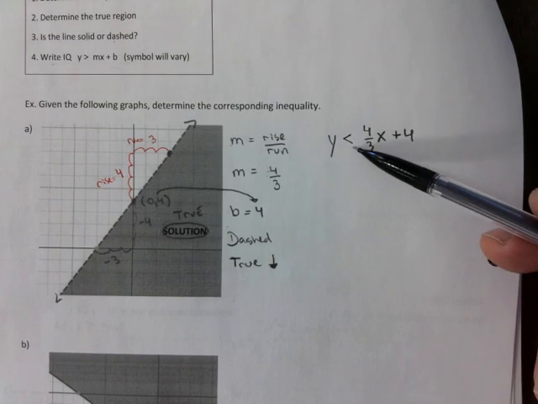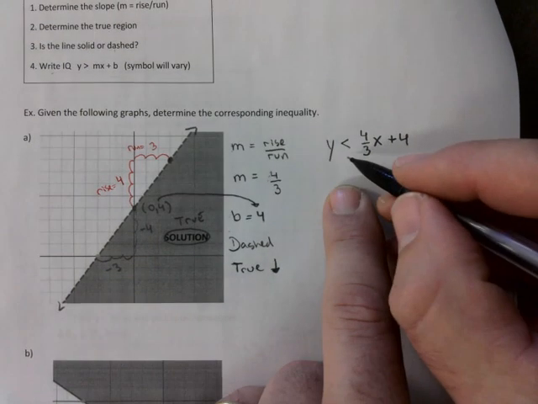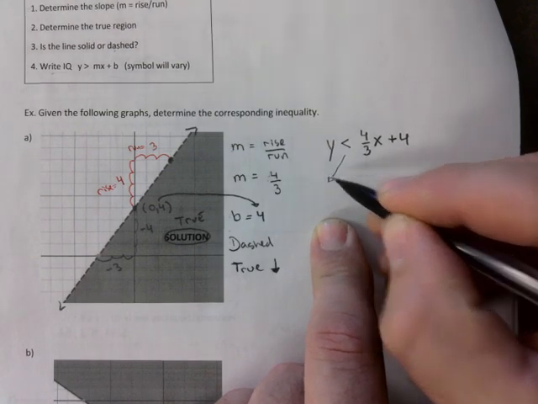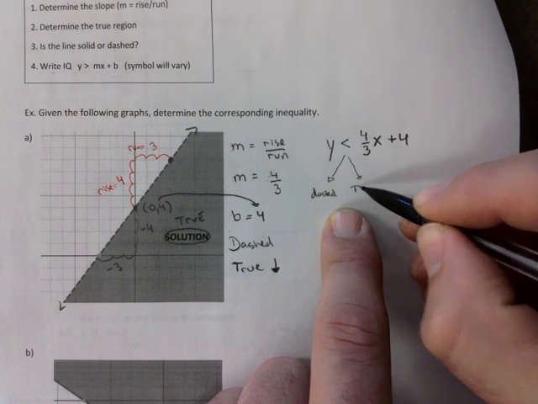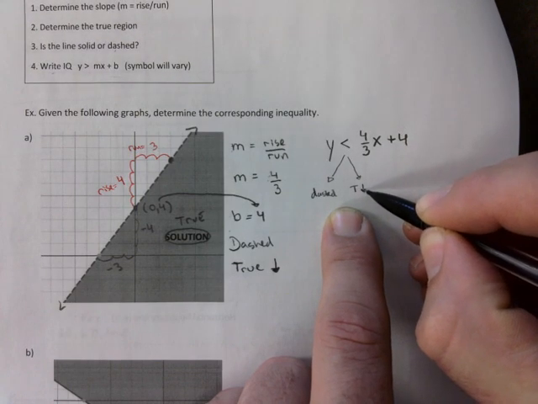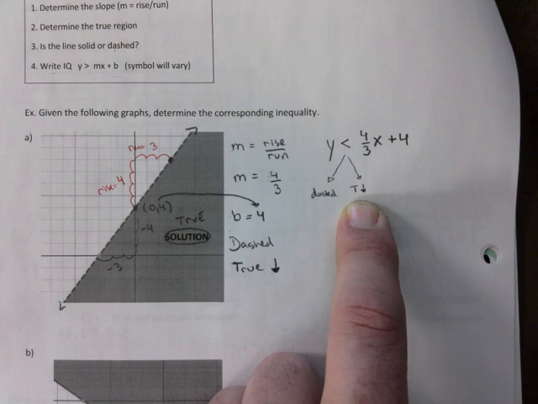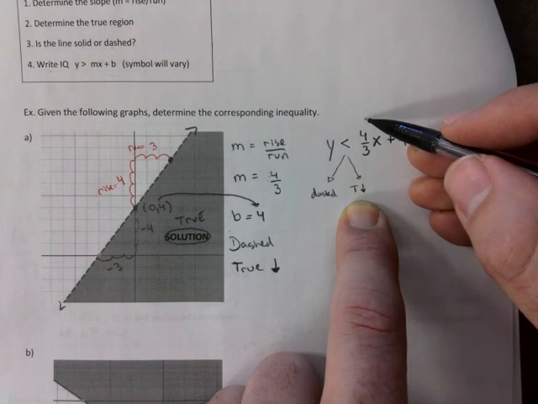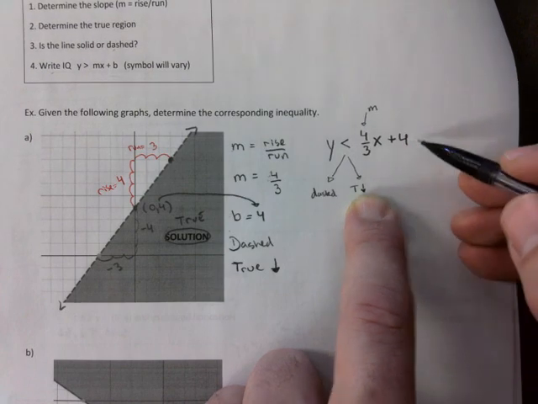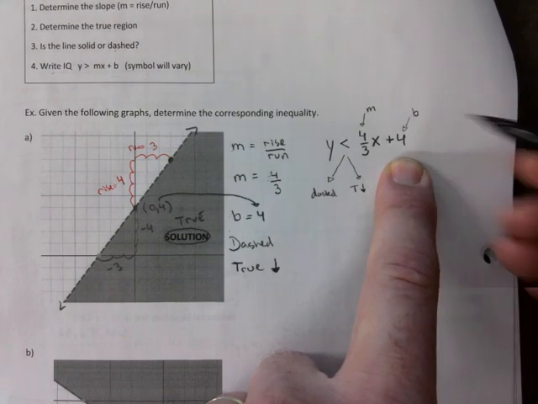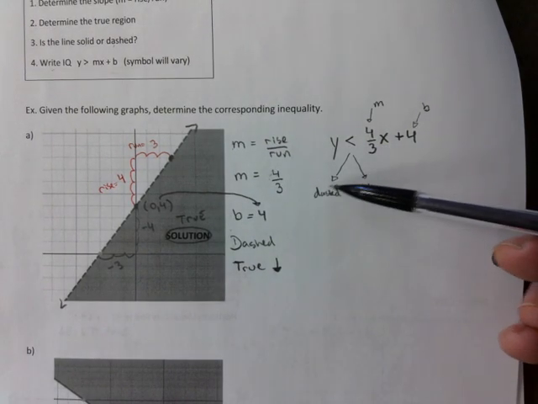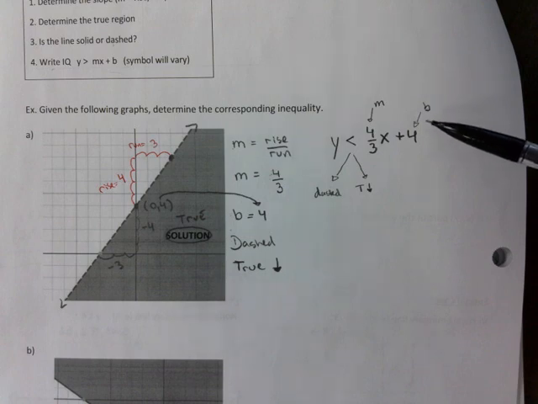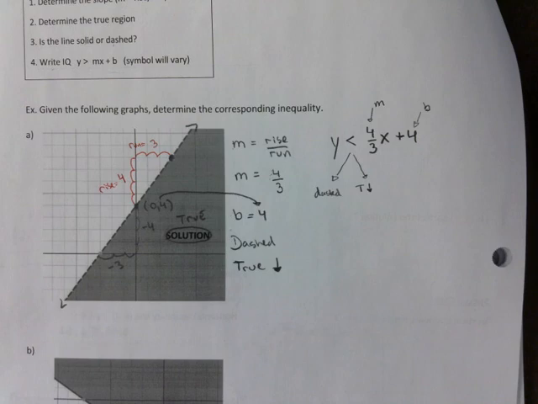So this symbol tells you two things, right? It tells you that it's dashed, and it tells you that true is below, right? That's two things right there. This is M, right? And this is B. So usually a question like this is worth 2 marks. Like it's half, half, half, half, right? There's 4 things, so half for each component before you do that.